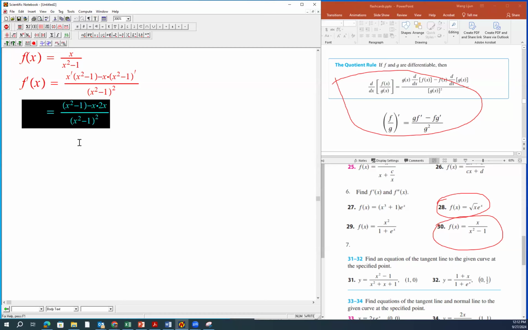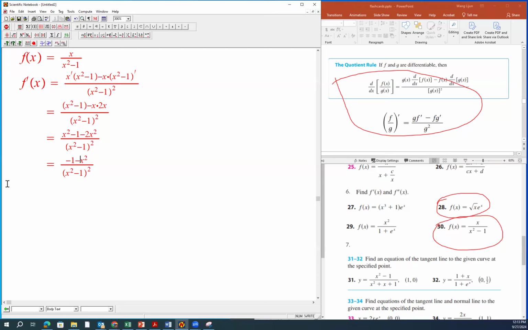Simplify. Remove the parentheses here, and this is a 2x squared. This kind of reducing you should carry it out. So what do we get? x squared minus 2x squared. So this is going to just be 1 minus x squared, that is, -1 minus x squared.